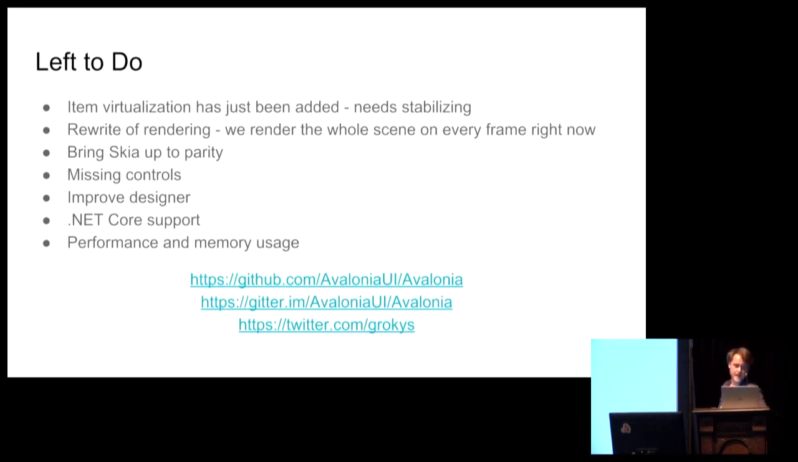We need to bring the Skia renderer up to parity. There are various missing controls and features missing from controls. We need to improve the designer, which is very basic at the moment. We'd like to add .NET Core support. We currently target PCL Profile 7, I believe, so it should be easy enough to add, but we're just waiting for the csproj to support .NET Core.